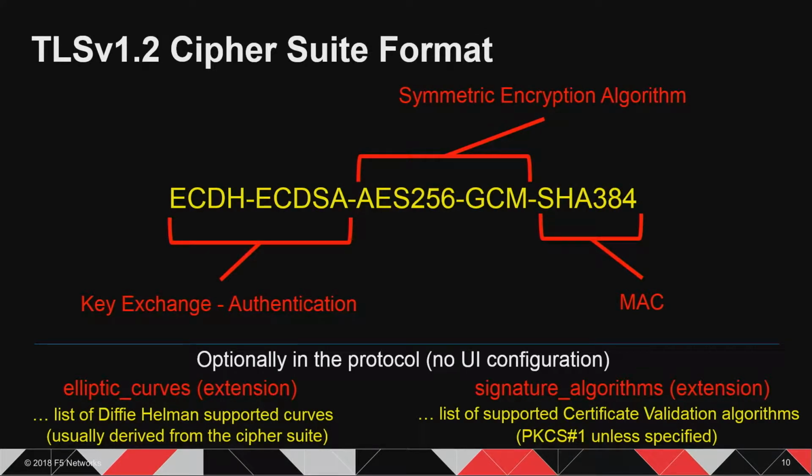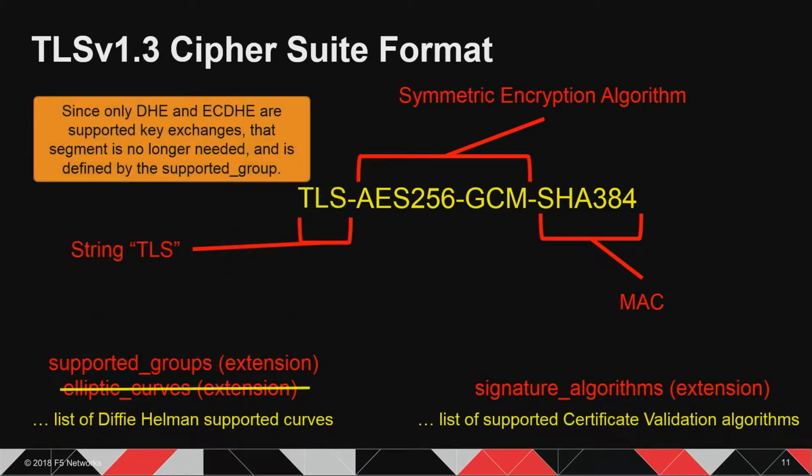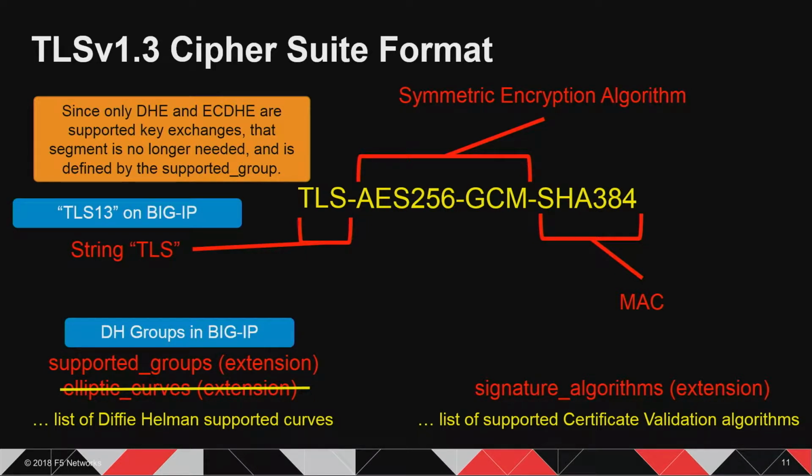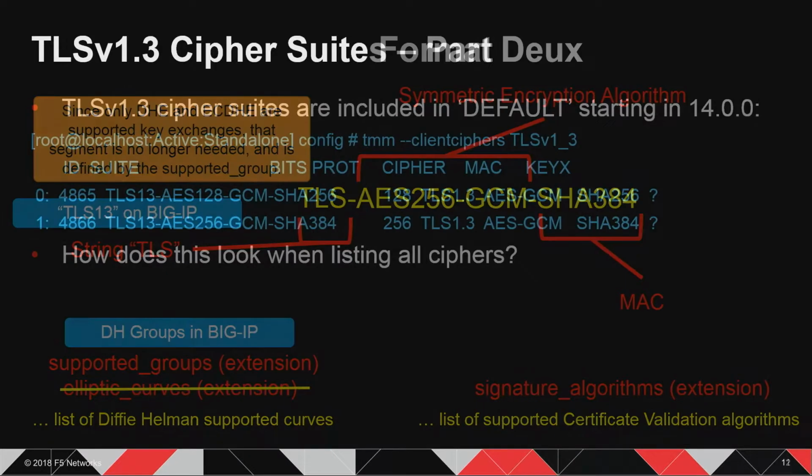So the cipher suite format: in 1.2, this is how it will be defined. You have your key exchange and authentication algorithms, the symmetric algorithm that's used for encryption, and then your MAC is defined on the end. In TLS1.3, since only DHE and ECDHE are supported, the key exchange is gone, and there's a separate configuration for that now. And so on BIG-IP, as I said, it'll be TLS1.3, and there are now Diffie-Hellman groups to define your key exchange and things on BIG-IP.